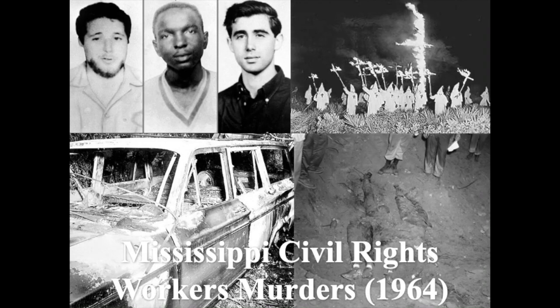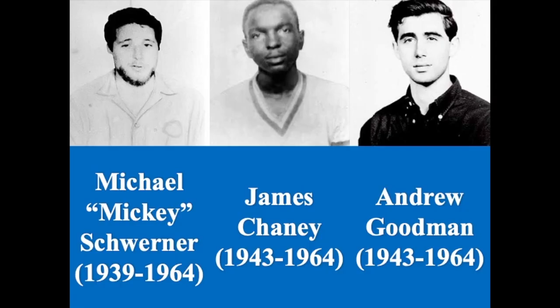involved three young civil rights workers, Michael, nicknamed Mickey, Schwerner, James Chaney, who was African American, and Andrew Goodman. They had come to Mississippi in order to be a part of Freedom Summer, which was an effort to break down the local infrastructure and to get African Americans registered to vote.